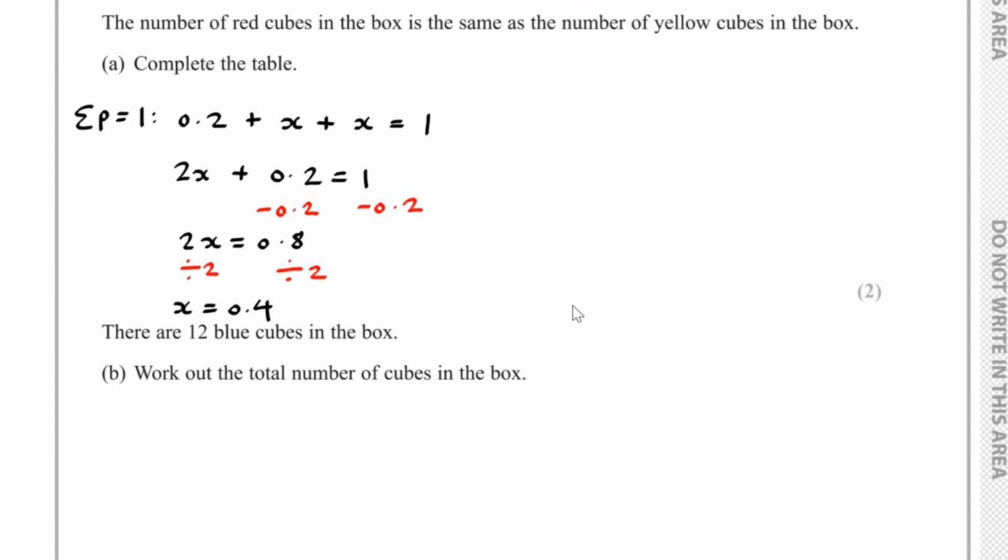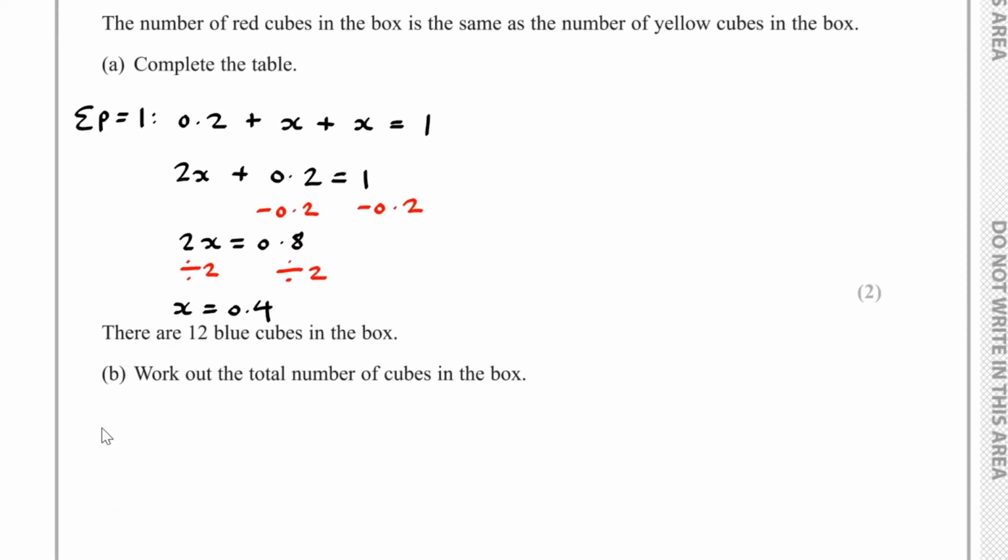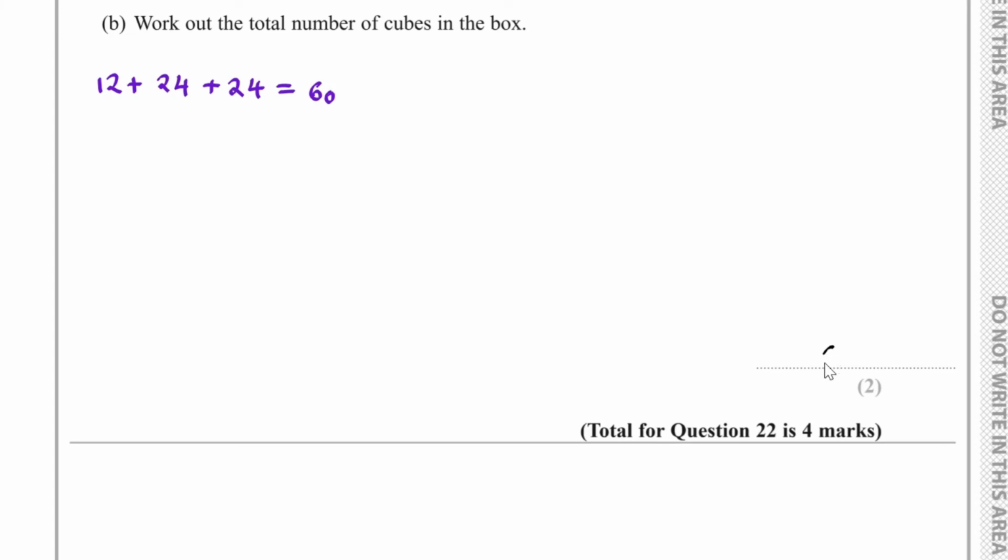And now for part B of the question, there are 12 blue cubes in the box. We have to work out the total number of cubes in the box. So if we have 12 blue, essentially what's happening over here is the 0.2 corresponds to 12. So therefore 0.4, which is twice 0.2, that will correspond to 12 times by 2, which is 24. So therefore we have 24 red and 24 yellow. And therefore the total number of cubes, that will equal 12 plus 24 plus another 24, which is 60. So therefore it turns out we get 60 cubes.